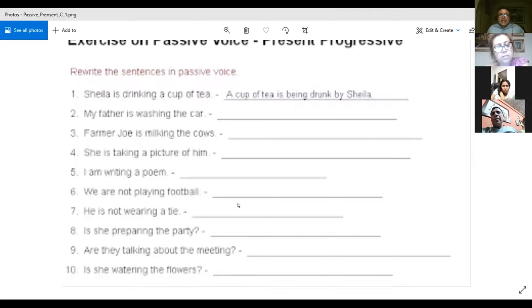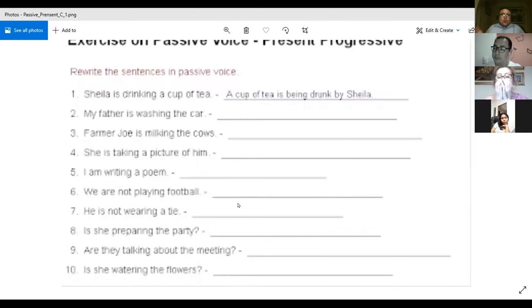Is the meeting being talked about by them? Okay, so, is the meeting being talked about by them? The meeting. But if you want to concentrate on the passive voice, you will say, is the meeting being talked about? Talked about. If you want to mention who is involved in the action, you will say it by them. Then the last one: is she watering the flowers?